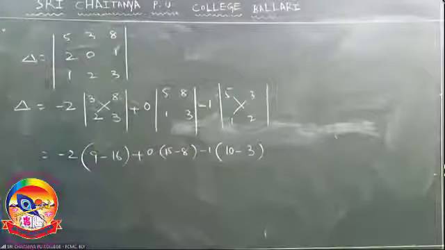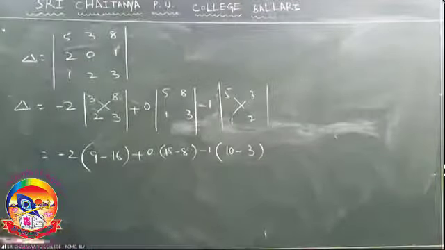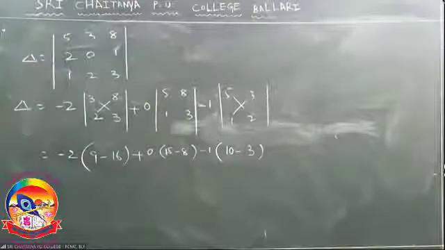Simplify this one and tell me the answer. This is the way of expanding a determinant by using the second row. The answer which you should get is 7. Yes. Next problem.